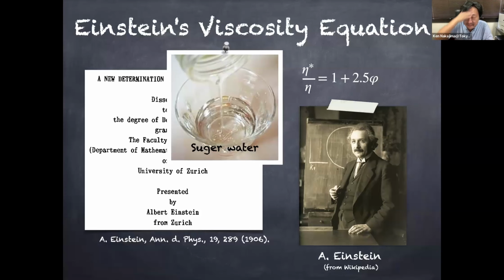Yes. And finally, he could derive this equation. The eta is the water viscosity, and eta star is the sugar water viscosity. So how much enhancement can be written in this way, and phi is the volume fraction of added sugar. And this equation is very simple, but the derivation process is very difficult. So to be honest, I also do not perfectly understand his paper.